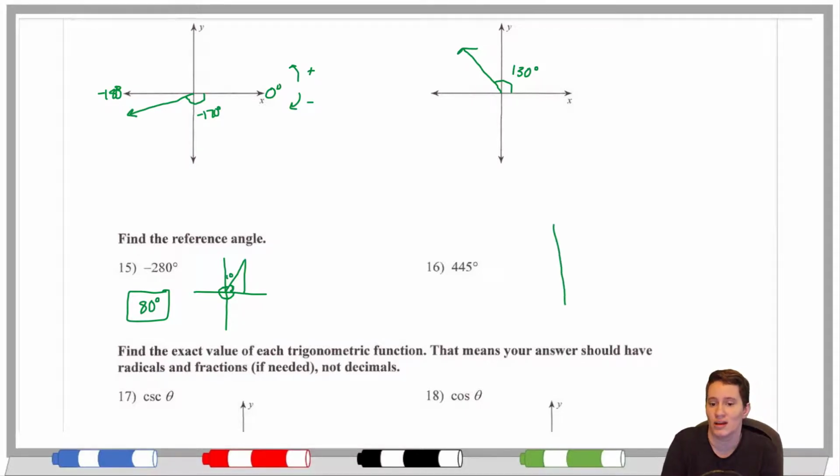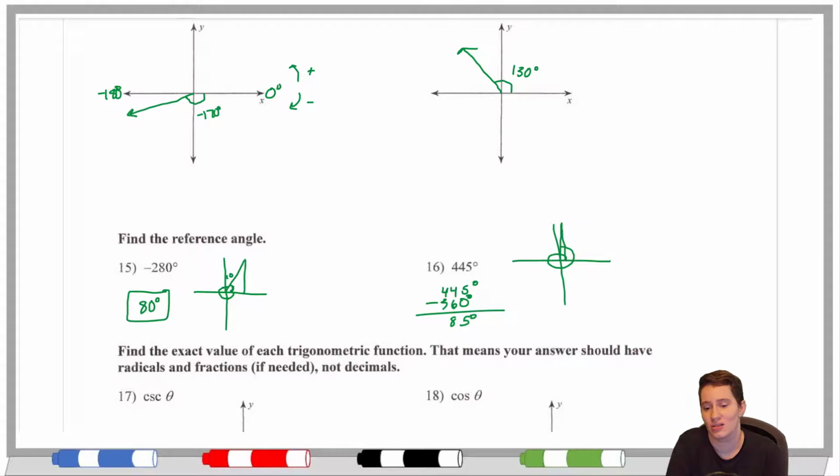445, well, that's bigger than a circle. If we go all the way around the circle, we're at 360. So how much farther past are we going to need to go? Let's subtract 360. So that'd be 5, 8, 85. So we go all the way around the circle and then we go 85 more. So almost up to 90, but not quite. So we're actually in the first quadrant again.